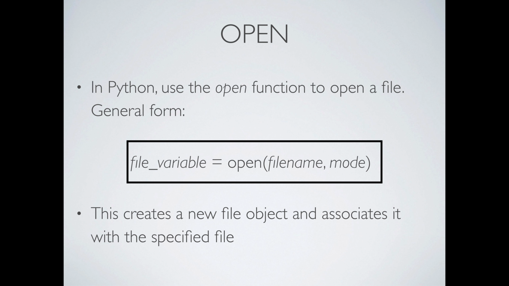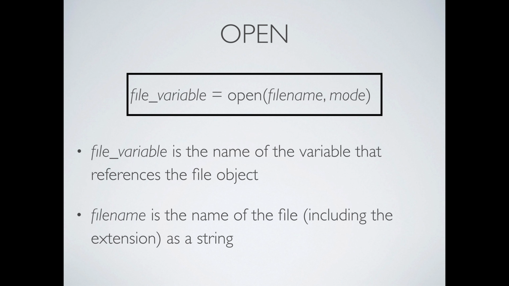This is the code you need to use to create that file object that we talked about before. The file object is the representation of the other file in your code itself. So this line of code opens the file by creating a file object in your code and associates it with the specified file. We'll go into a couple of detailed examples in a bit, so hang tight while I talk about general form stuff.